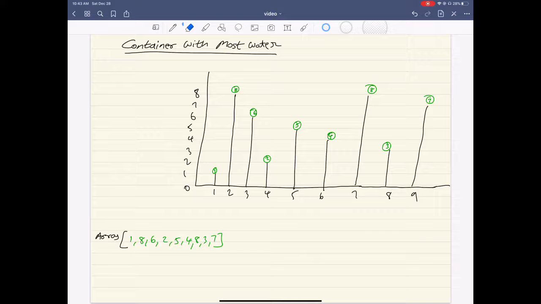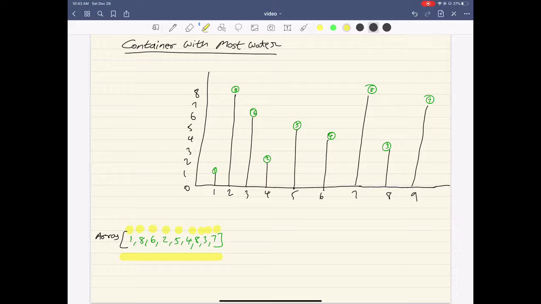All right, let's try to understand the problem. So we are given an array over here of non-negative integers. The elements of this array are 1, 8, 6, 2, 5, 4, 8, 3, and 7. Now each element of the array represents a vertical bar.